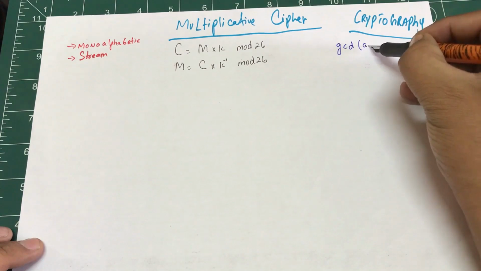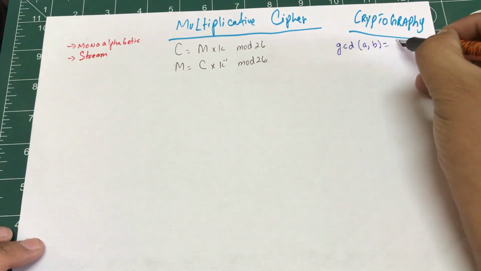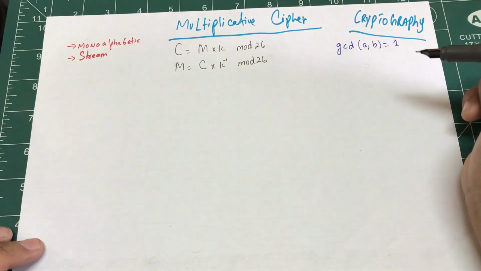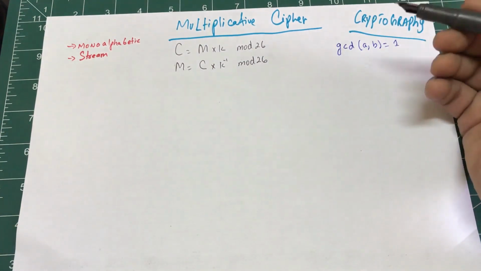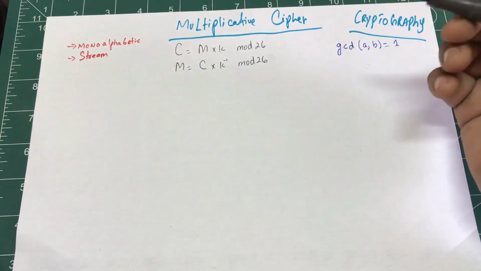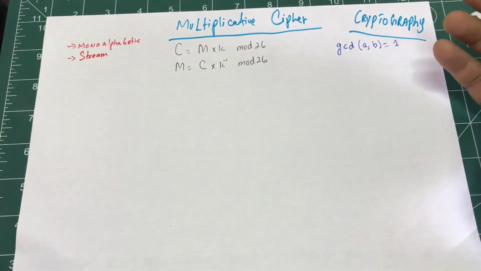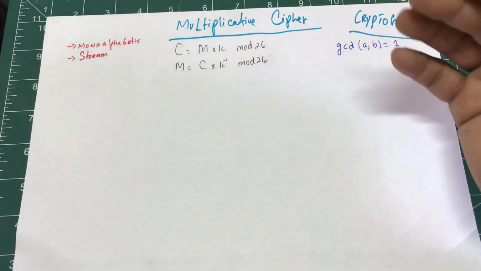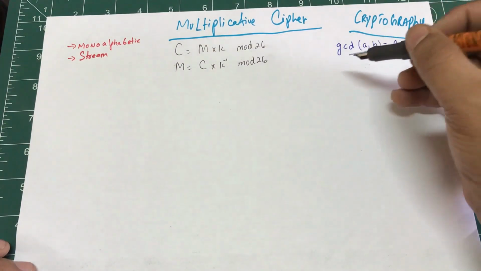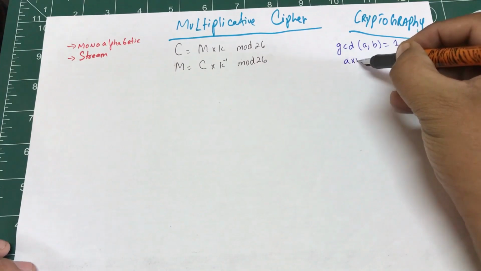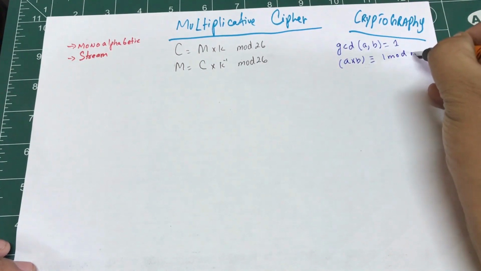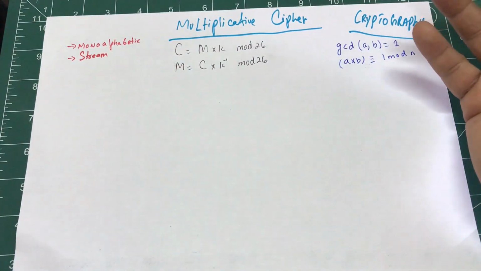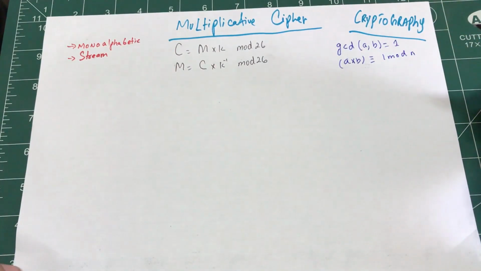If the GCD of two numbers is 1, then both of these numbers are relatively prime. If they are relatively prime, then we know for sure there exists a multiplicative inverse. That's the criterion, and the way we normally check this is A times B congruent to 1 mod n. That's how to check whether something is a multiplicative inverse or not. You can look at the video on multiplicative inverse.